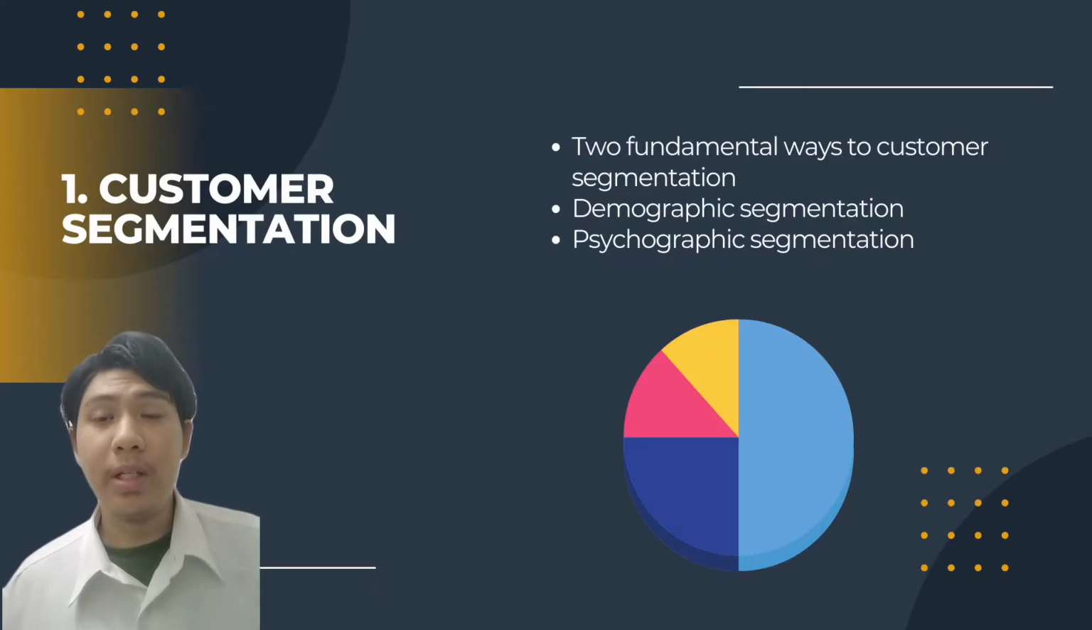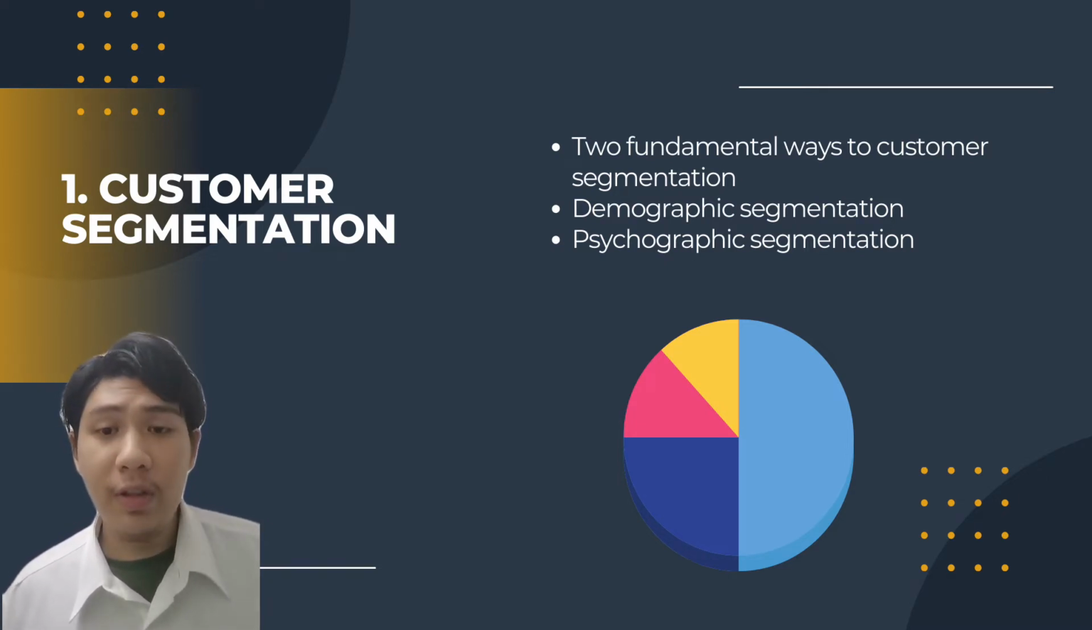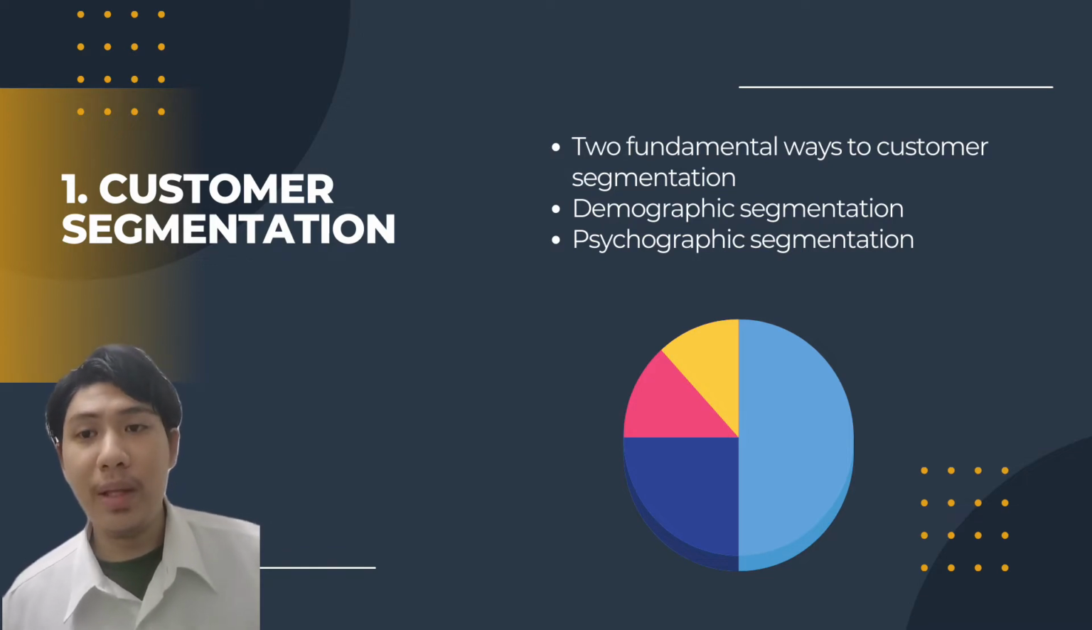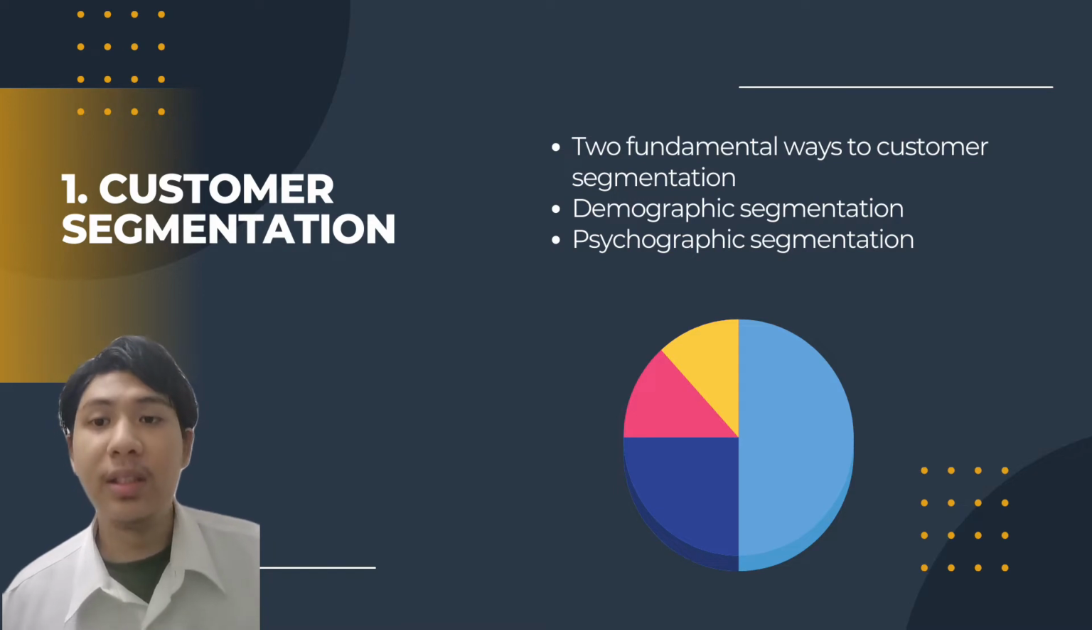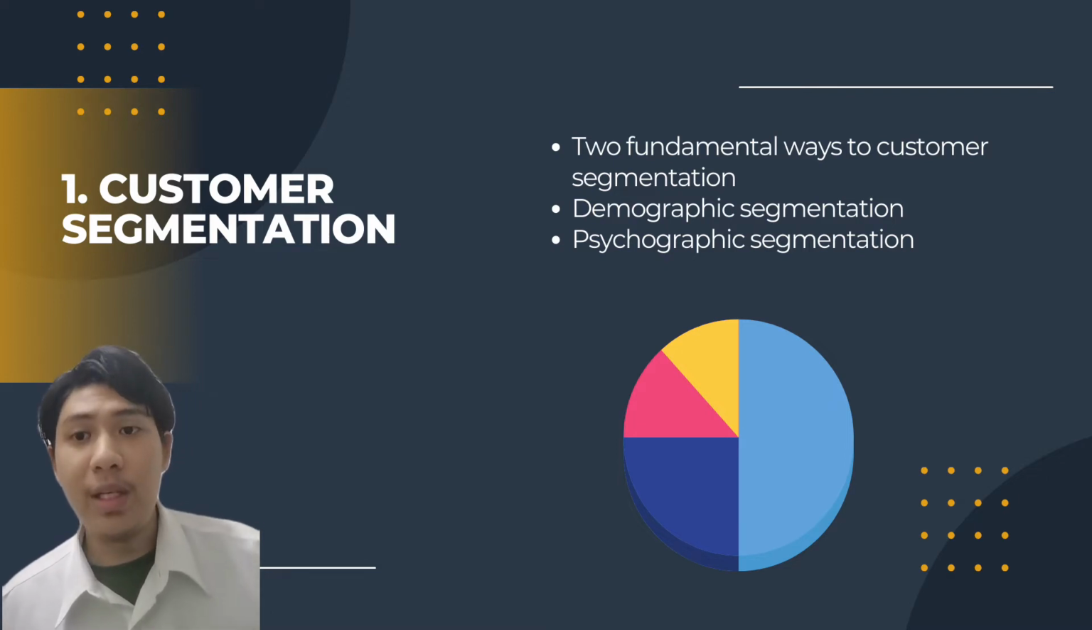The first step is customer segmentation. There are two fundamental ways to do customer segmentation. First of all is demographic segmentation, which is defined as a market segmentation method based on variables such as age, gender, income, and so on. Secondly is psychographic segmentation.